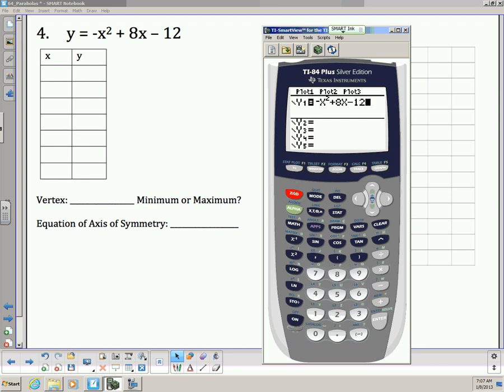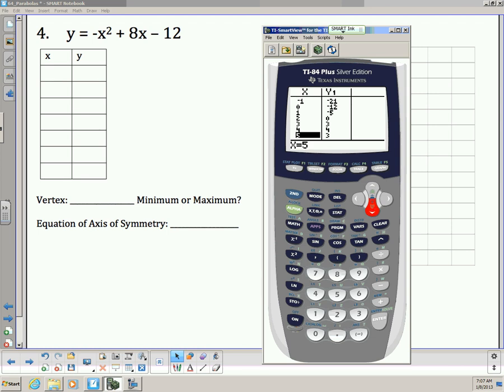And then I'm going to go to my table. And notice, right now I don't have a pattern. So I want to try to find one. If I go up the list, my y values tend to get more negative. I'm getting very big negative numbers, so that's not a good direction to go. So I'm going to go down the list and see if I can get some pattern here.